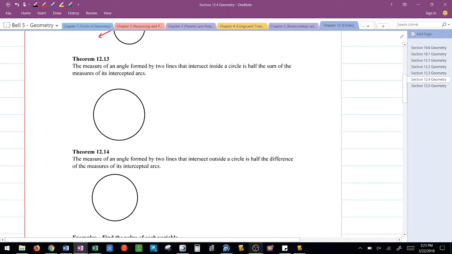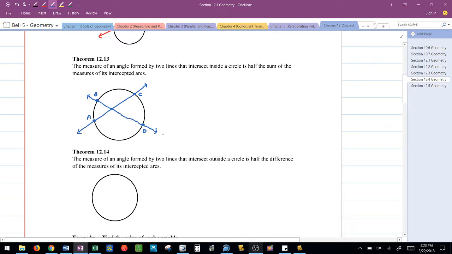The first theorem says the measure of an angle formed by two lines that intersect inside of a circle. Let's draw one line, that intersect inside of a circle. So let's say something like this is occurring. Now, when this occurs, I recognize a few things. First of all, I know we've got all these intersections with the circle. So I'm going to name these A, B, C, and D.